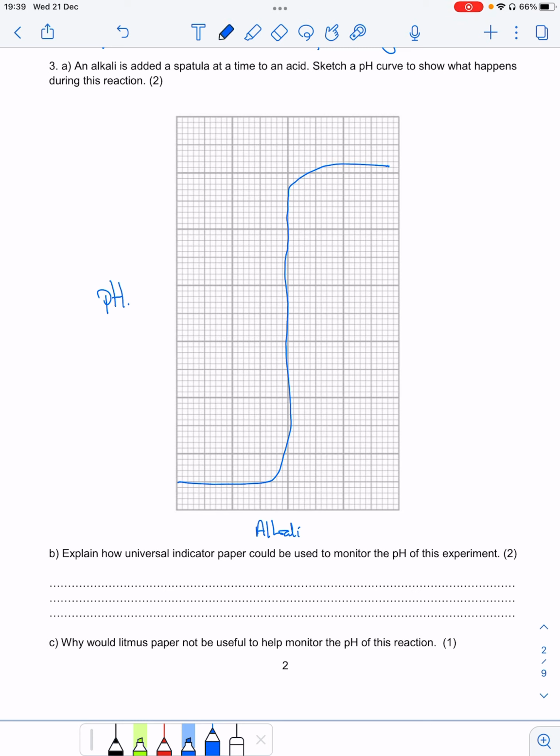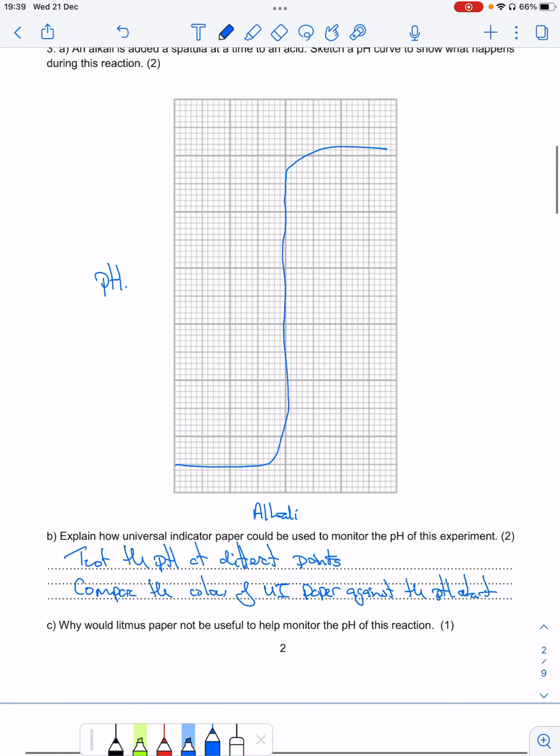In terms of using universal indicator to monitor this, what we'd have to do is test the pH at different points. And to understand what pH it is, you would compare the colour of universal indicator paper against the pH chart. So you have a little chart with all the colours on, and it tells you the pH for each colour of the indicator.